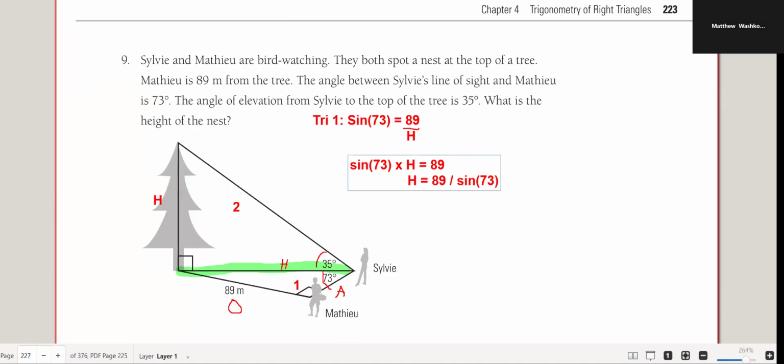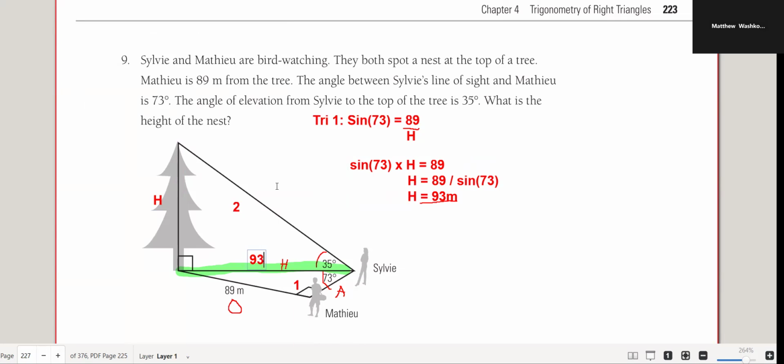So my hypotenuse, H, is, what did I say? 93. 93 meters. Perfect. I'm going to underline that. That's important. It's not the answer, but it's important. I'm going to label that in my graph. Good habits to get into.